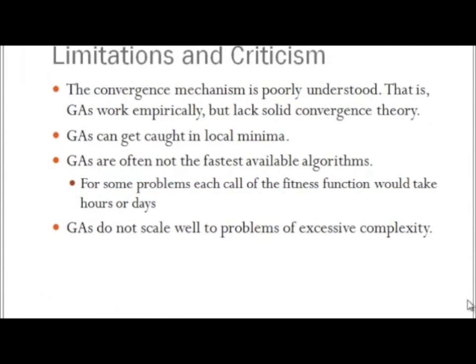Okay, so before we get too enamored with genetic algorithms, let's take a look at some limitations and criticism. Maybe the car isn't something a human would design, but it performs surprisingly well for something based on only selection, crossover, and mutation. The convergence mechanism is poorly understood. We see it work empirically all the time, performing a fantastic job, but we lack a solid convergence theory. Next, it can get caught in local minima or maxima, as the problem dictates.